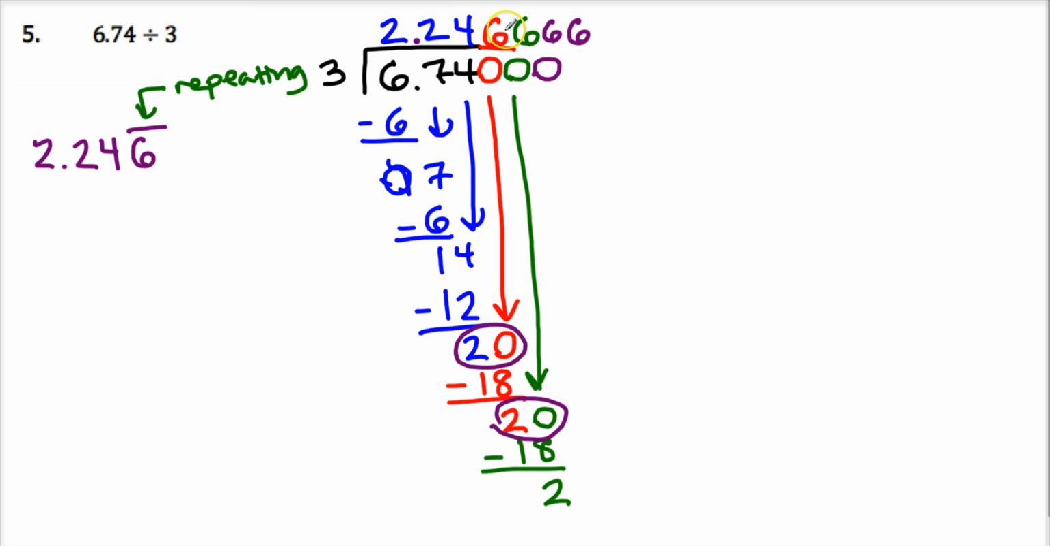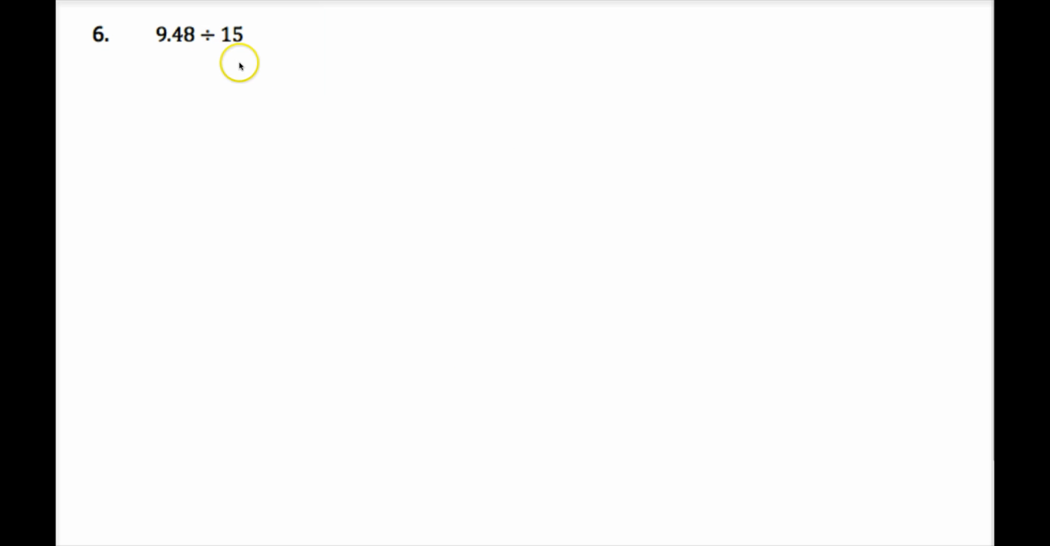And so once you start seeing that pattern, you can go ahead and stop dividing. So the answer to this problem is 2.246 repeating. Let's go ahead and check our answer to see if it makes sense. 6.74 is really close to 6, and 6 divided by 3 is 2. So if I were estimating my answer, I would say my answer would be close to 2, and 2.246 is pretty close to 2.